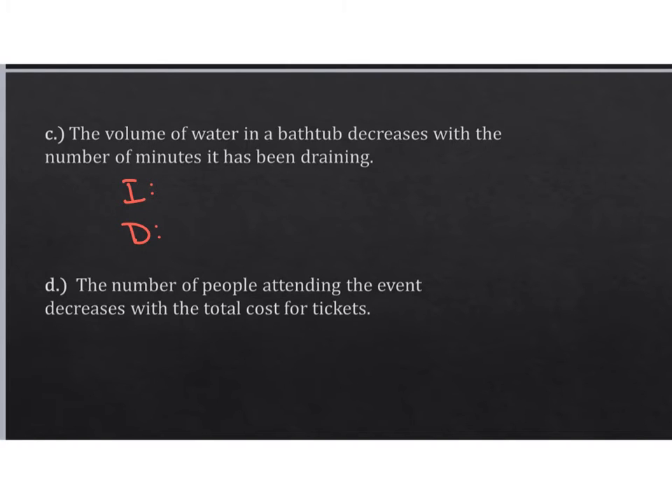Part C says the volume of water in a bathtub will decrease with the number of minutes that it has been running. So I'm going to put that the volume of water depends, okay, so that's my dependent variable. It's going to depend on the number of minutes. So number of minutes.